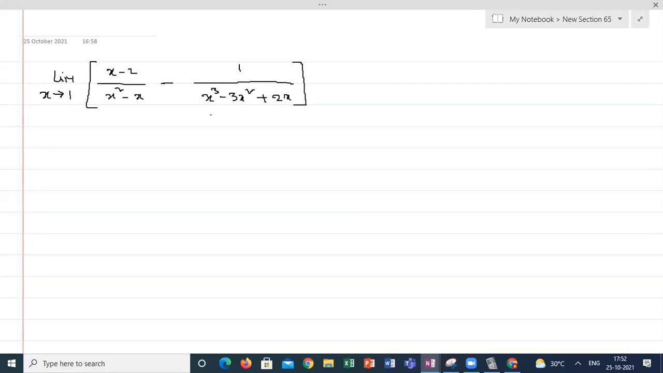If I am taking the LCM and multiplying or taking commons, I will get the expression x square minus 4x plus 3 divided by x into x minus 1 into x minus 2. This is how I will get the expression. Check whether you are getting the same expression or not. After that, substitute directly. If it is coming in indeterminate form, do the factorization in the numerator. After that, apply the limit.